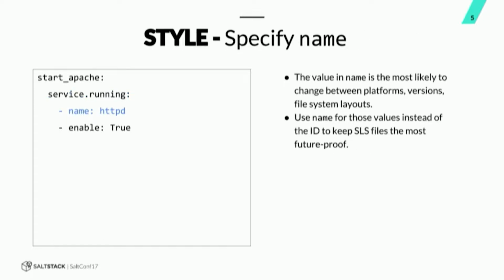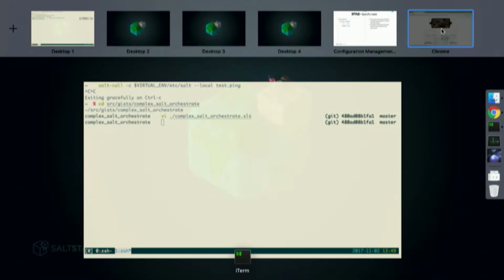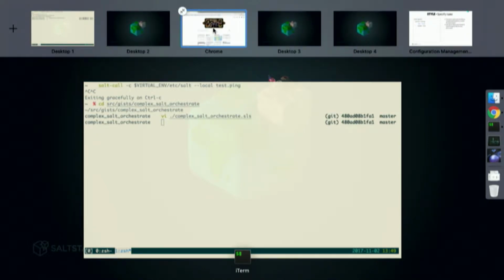Okay, so specify the name parameter. The name parameter is the very first argument to all of the state functions. So a common thing to do here is, let's see, I should have set this up beforehand. Chrome's full screening behavior is less than ideal.